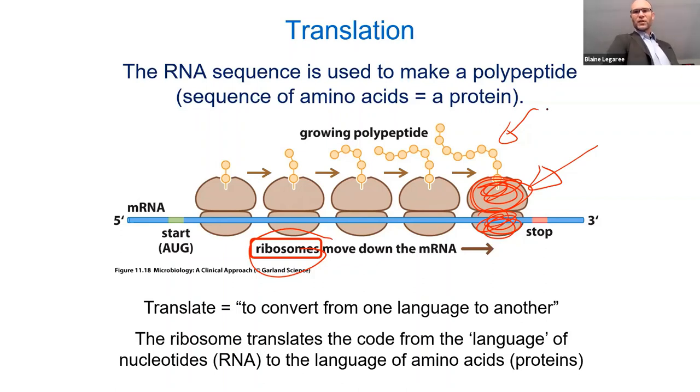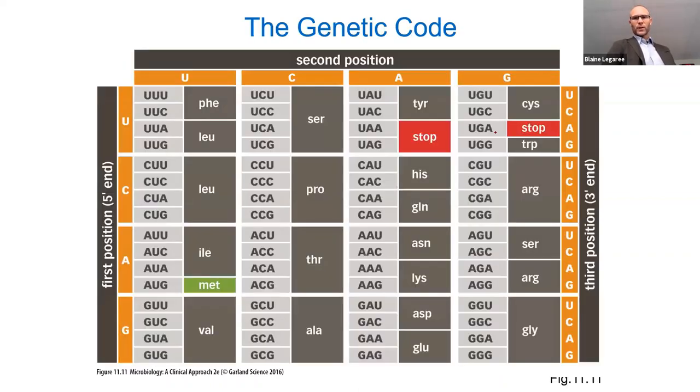So just finishing off, you can see that right here, these are little amino acids, and they're growing from the ribosome. There is the genetic code. Emphasizing, like I said, you're going from one language to another. This is the code, the translation, going from the nucleotides to the amino acids.